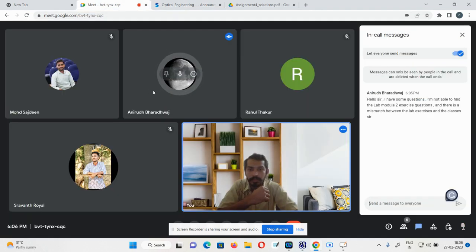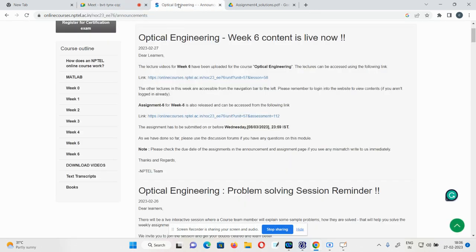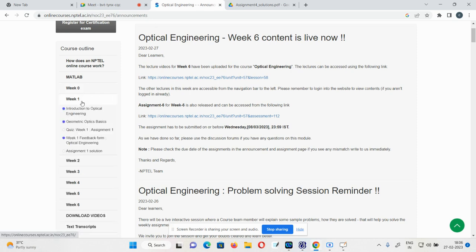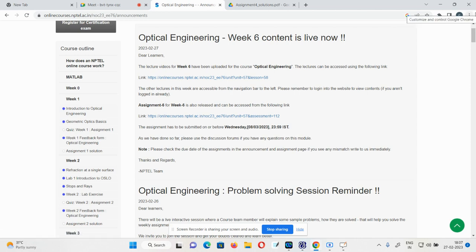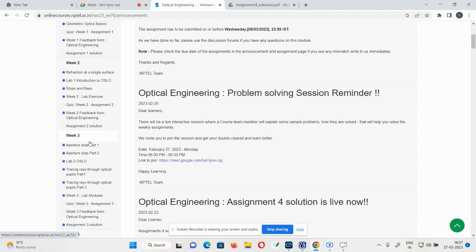Yes, sir. Regarding that module 2, I'm not able to find that one, sir. What is the issue? The exercise question. Sir, if you see in week 1, there are no lab exercises. Week 2 is where the lab exercises start. In the week 2 lab exercises, it's actually exercise 1 in the document, sir. And in week 3, when we go to lab 2, it goes straight to exercise 3.1 and goes on. So exercise 2.0 and all the ray tracing exercises are not there.